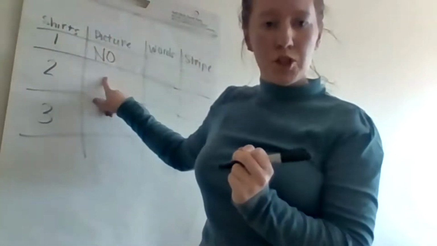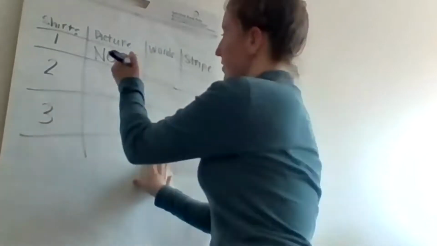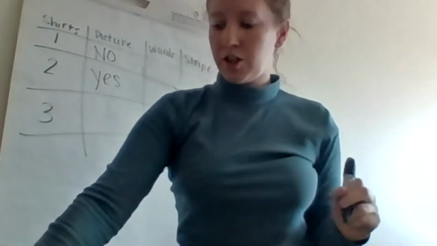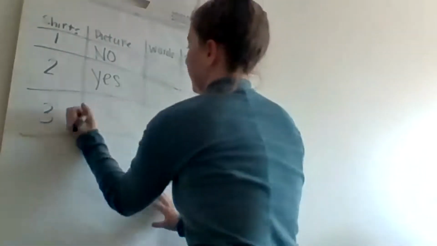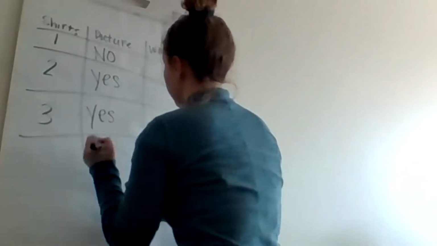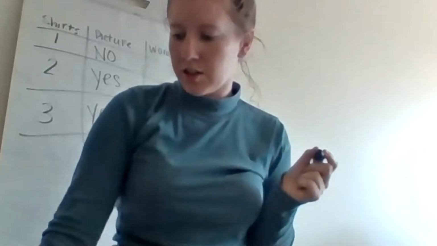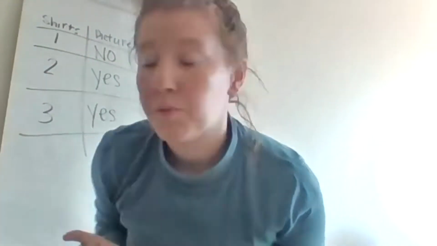Good. Shirt number 2. Does shirt number 2 have a picture? Yes. So we'll put a yes there. Shirt number 3, does it have a picture? Yep. So we'll put a yes there. All right, now let's go over to the words. We're going to count the words on each shirt. Shirt number 1, how many words? It says animals, 1 word.